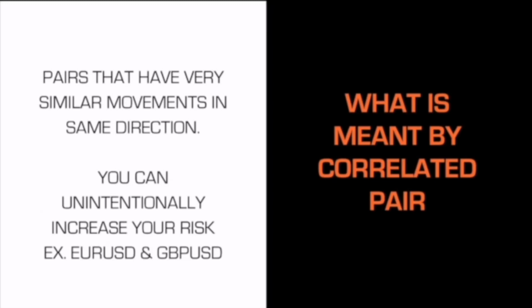Now, what do I actually mean by correlated pairs? Here's a slide. I kind of talked about it already, but they are pairs that have very similar movements in the same direction. All right. If you are not intentional about this, you can actually unintentionally increase your risk. For example, if you bought both the Euro USD and the GBP USD, you're pretty much buying the same type of trade. They both move the same direction, and they both move very similar. So be very mindful of the pairs you're buying. If you buy Euro USD, then go buy GBP JPY. That way you can diversify it a lot better.